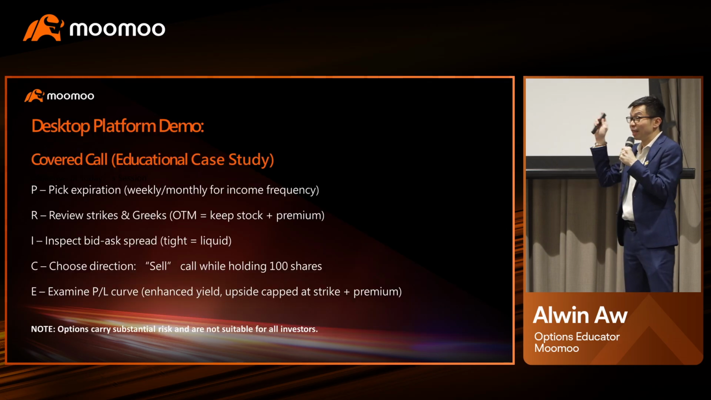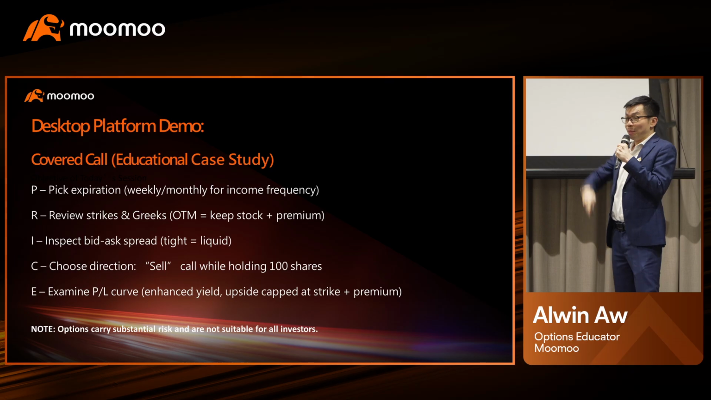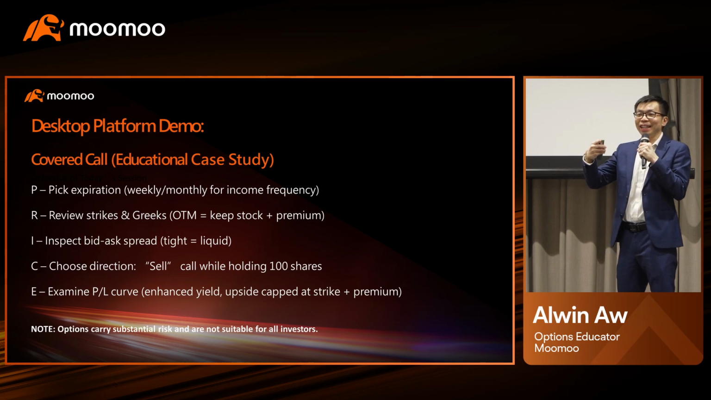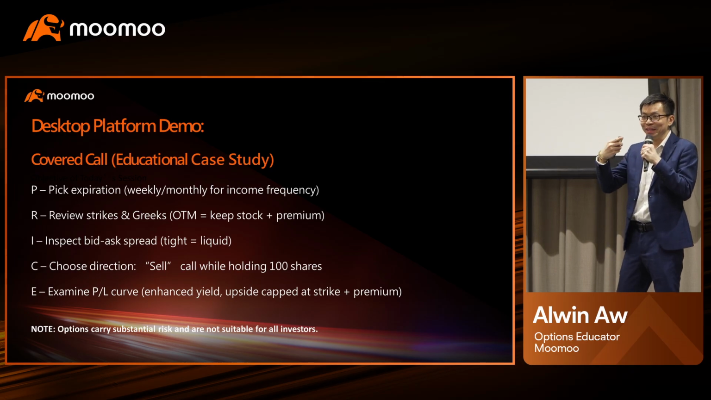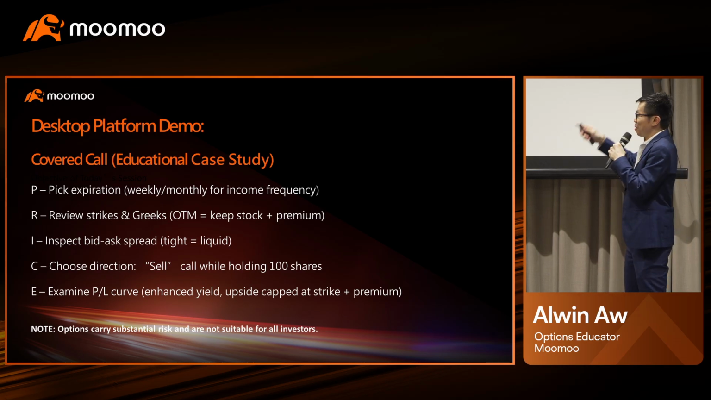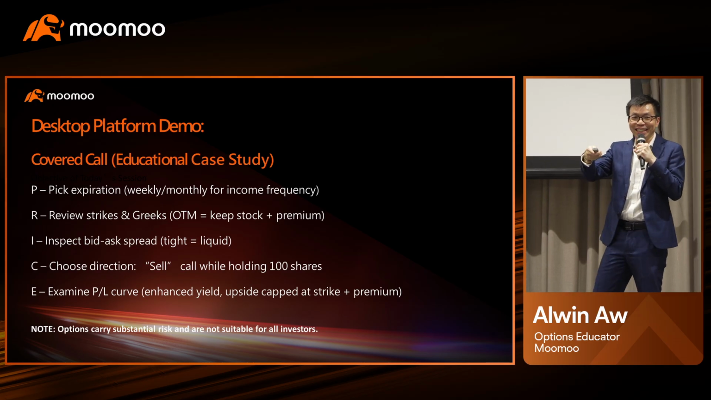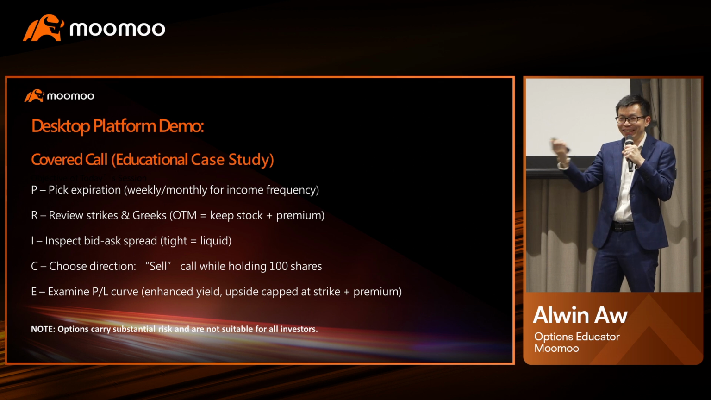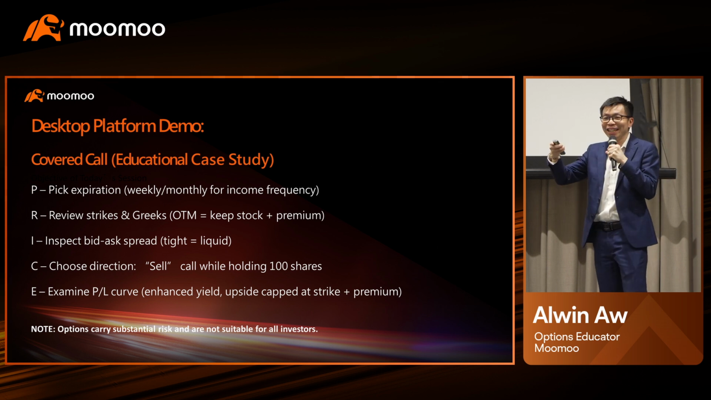The desktop is the same thing. I repeat that so that you can say it loud to me. The first one is, when we pick, what do we pick? Expiration. Then review what?